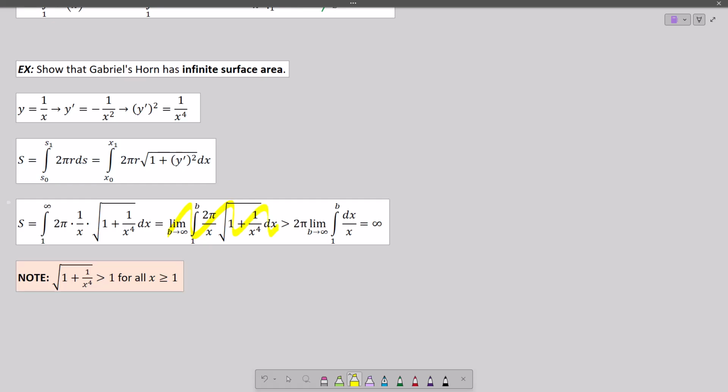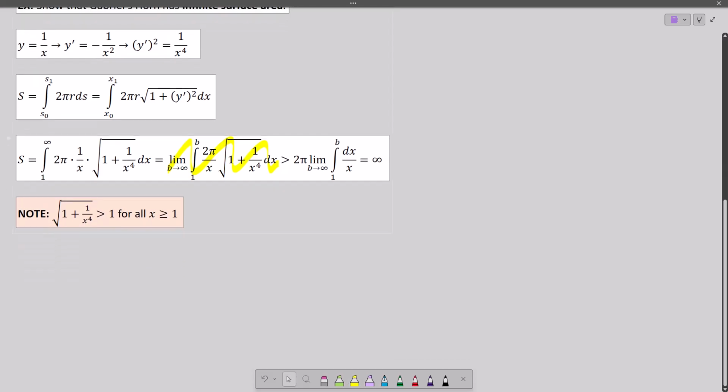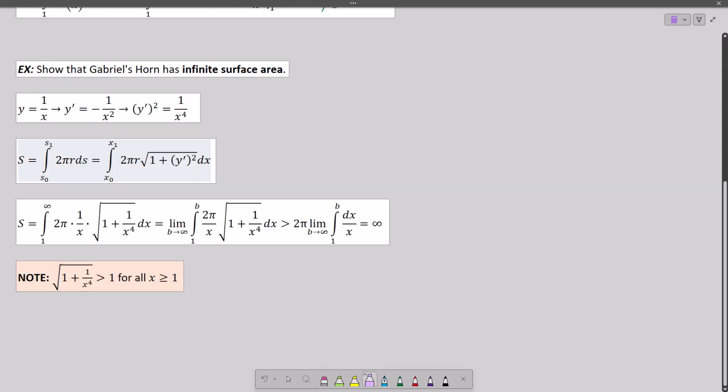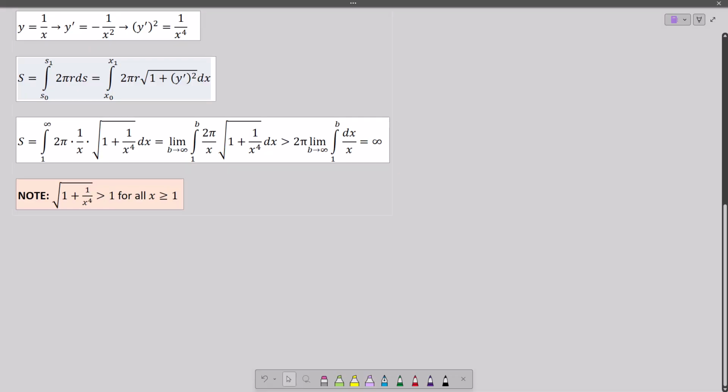And now here is the interesting step. We are going to ditch this square root thing. We're just going to take it away. Take it away, and I claim that if we take that away, the resulting integral is going to be smaller. So we still have the 2 pi. The only thing that's left is the dx over x. We're just taking away this square root part, and I claim that this is going to shrink it.